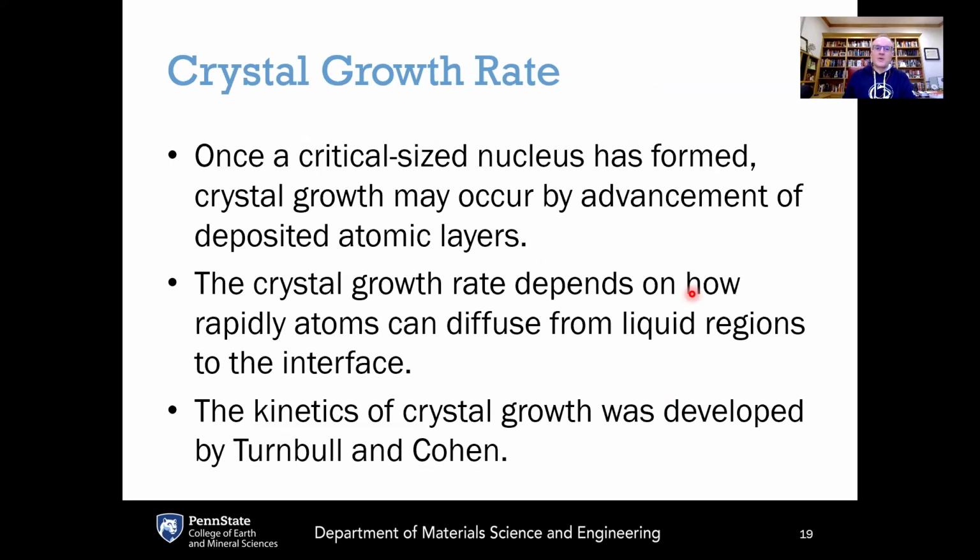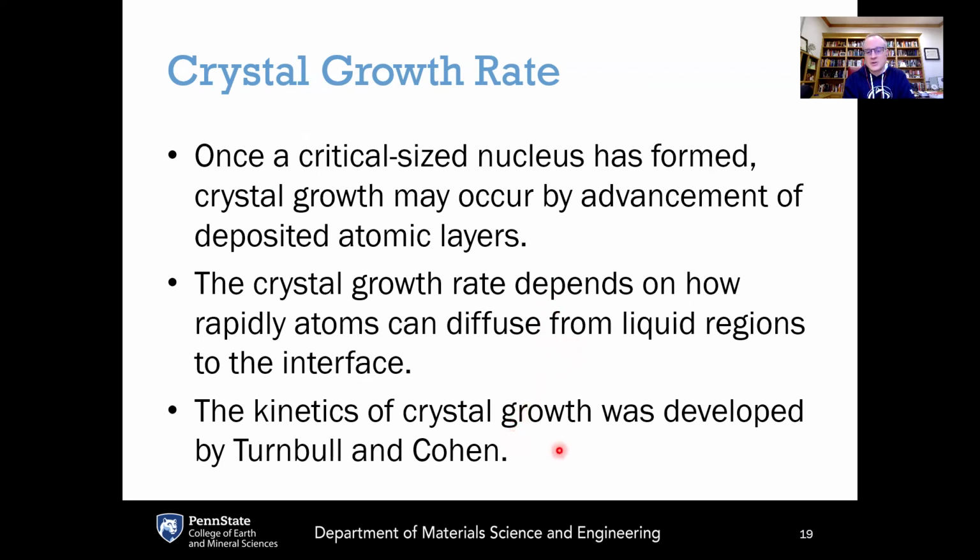Step two, once we form a nucleus, the next step is to grow the crystal by adding more atoms to that nucleus. So once we have grown a critical sized nucleus, crystal growth may occur by advancement of deposited atomic layers. So by systematically taking more atoms from the liquid and then adding them to the crystal. And this crystal growth rate depends on how rapidly the atoms can diffuse from the liquid regions to that interface and get incorporated into the crystal.